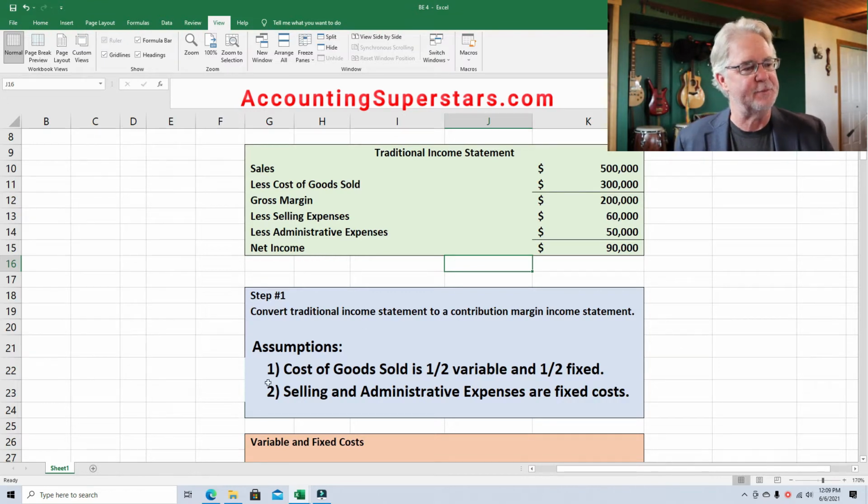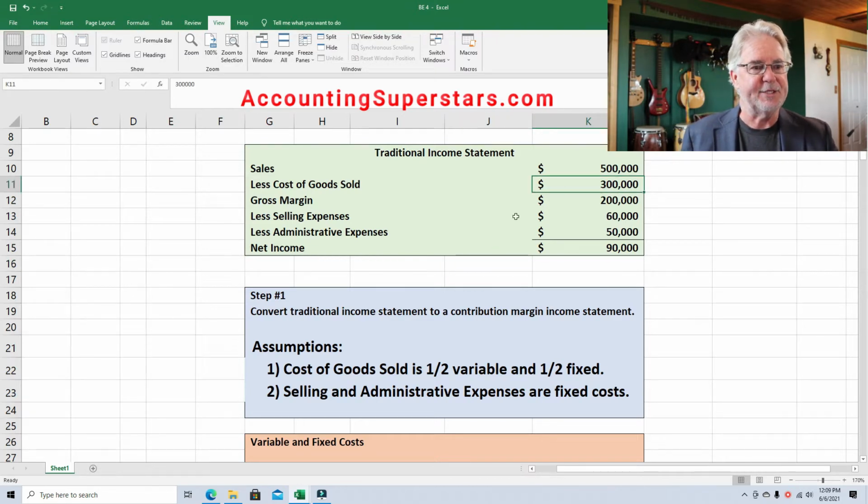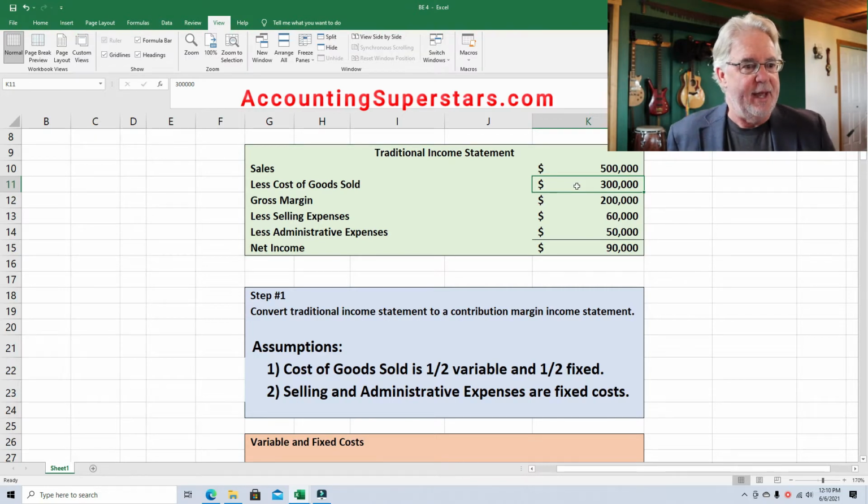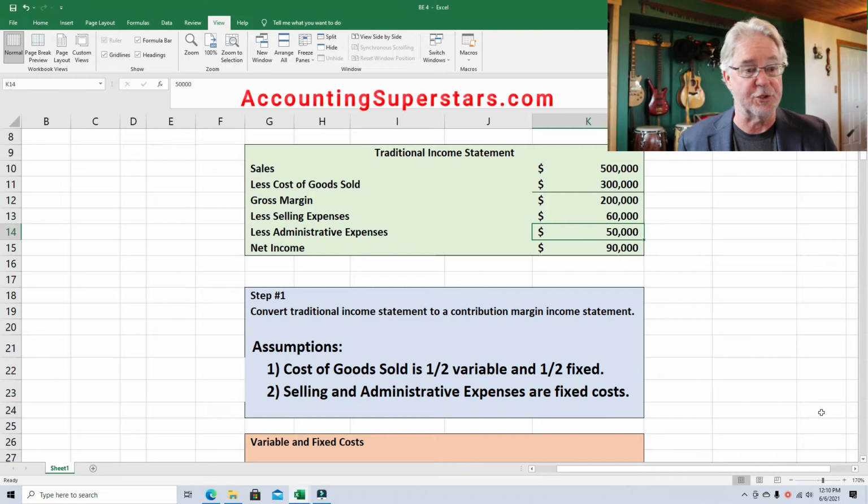So here's the first assumption. Cost of goods sold is 1/2 variable and 1/2 fixed. So here's our cost of goods sold up here. And so this 300,000, half of that is going to be variable, half of it's going to be fixed. And don't think that all companies work this way. This is just a made-up example. And selling and administrative expenses are fixed costs. So selling 60,000 fixed, 50,000 fixed also. So what we need to do is get little subtotals here just so we know what's going on.